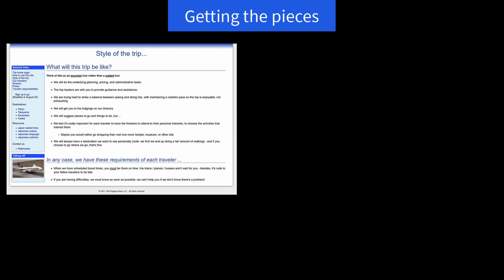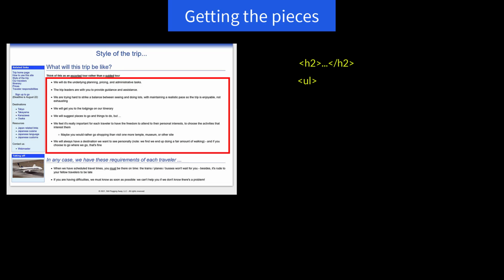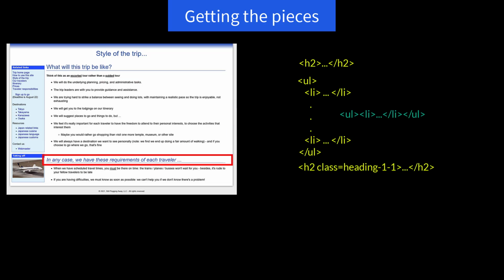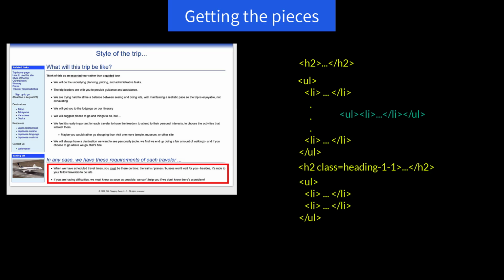Now for the right-hand column, the real content. Looking at the target page, after our heading line of what will this trip be like, we see a second level heading, so an H2 element, followed by an unordered list, so a UL element with LI subelements, and one of these LI subelements has a nested UL element of one LI element within it. Another heading, H2, with obviously a different style rule. Let's call it heading -1-1, and we'll examine it shortly. Another unordered list, UL, with 2 elements, and at the bottom, the copyright notice.